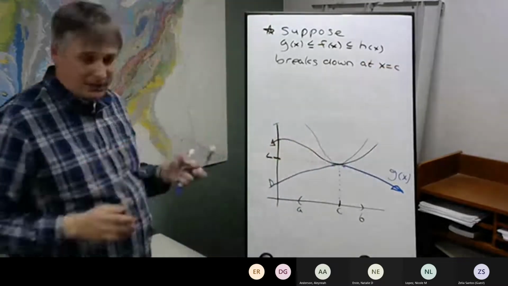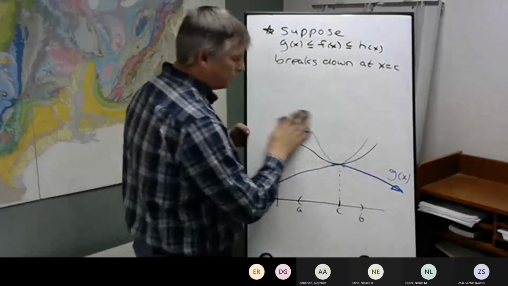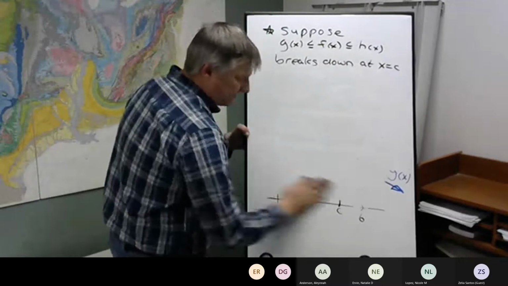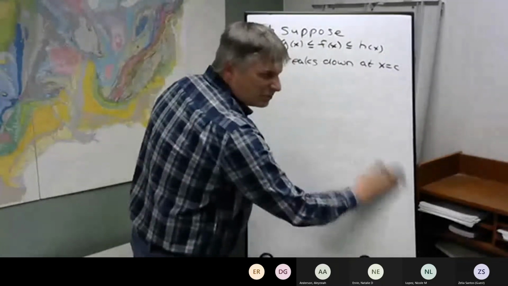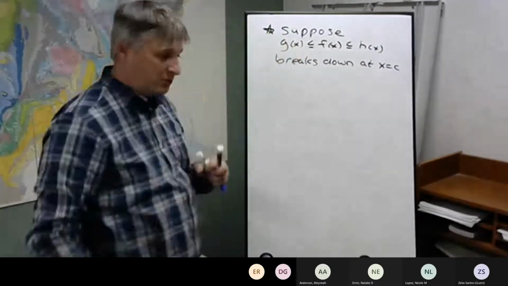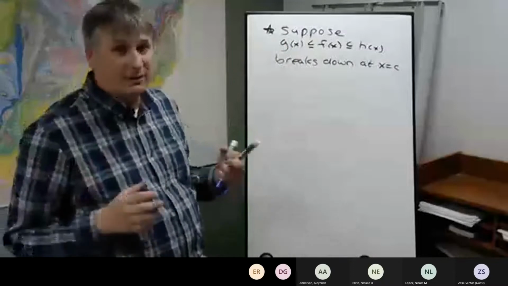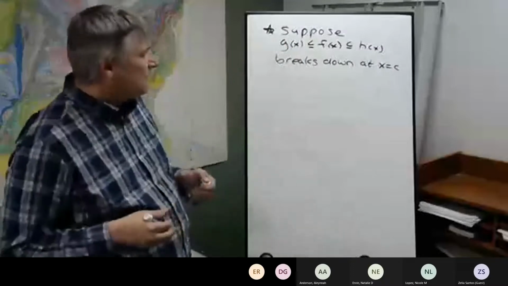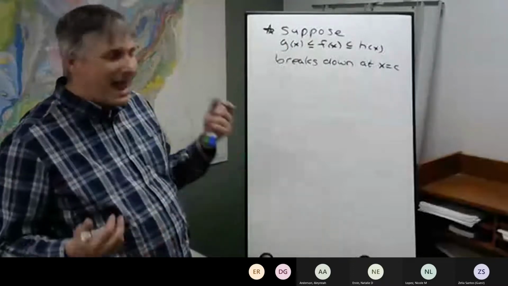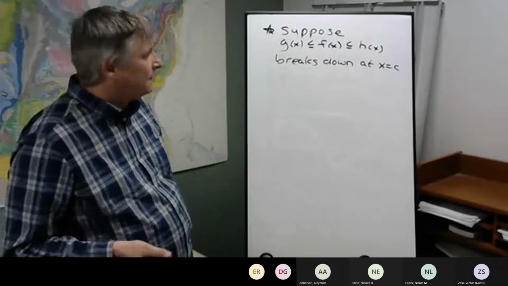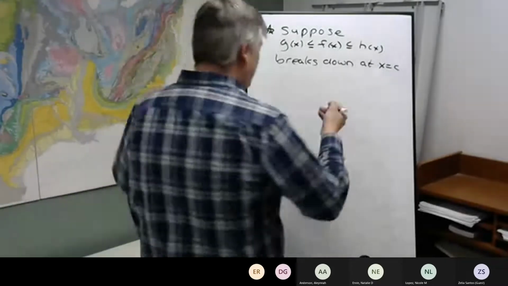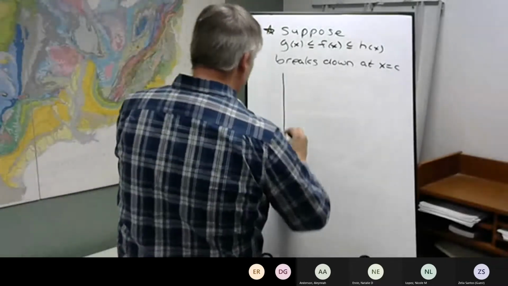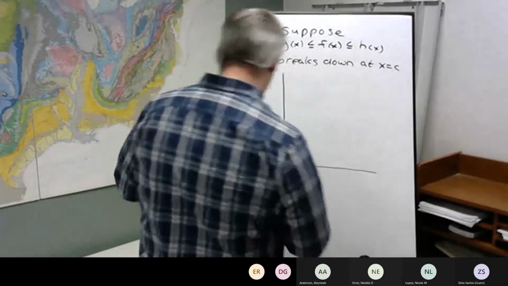Now let's say at x equals c, this breaks down. For x not equal to c, this has to hold at every value of x in that interval. But let's say at c it doesn't work. So what that looks like is basically something like this.